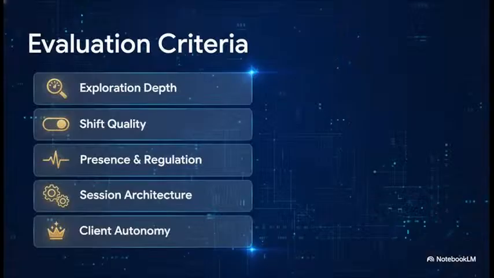So the crucial point is exactly how that session is being evaluated. The reviewers are looking directly at the Chapter 21 rubric criteria. Number 1, exploration depth. Number 2, shift quality. 3, presence and regulation, meaning how well are you managing your own nervous system in the room. 4, session architecture. And 5, client autonomy. Did you leave them empowered or did you leave them dependent on you?